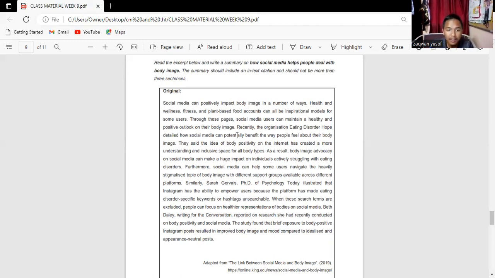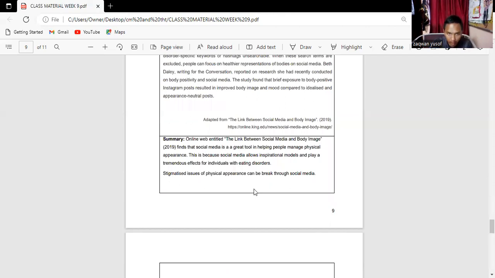Bessie Daley, writing in The Conversation, reports on research she recently conducted on body positivity and social media. The study found that brief exposure to body positive Instagram posts resulted in improved body image and mood compared to idealized and appearance neutral posts. Okay, the summary.